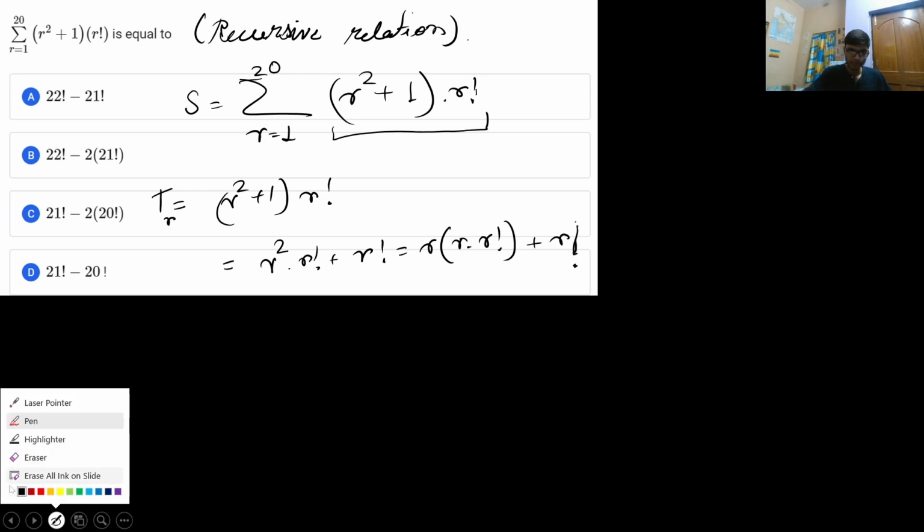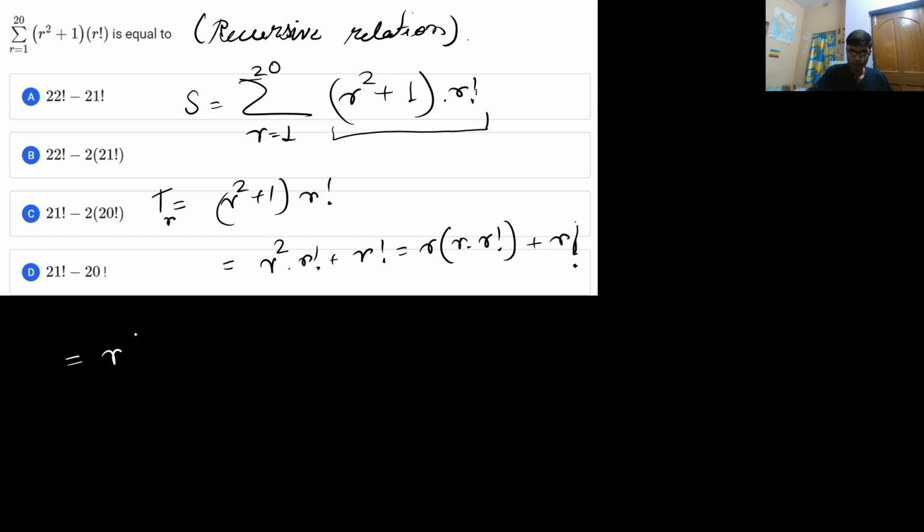So this particular thing you can evaluate as r plus 1 minus 1 times r factorial plus r factorial. Now why am I doing so? In order to generate r plus 1 factorial and r plus 2 factorial, because if I am able to create r plus 2, r plus 1 and r factorial, then with the interchange of plus and minus signs, they will go on cancelling each other when the summation is taken. That is the main funda of recursion relation.